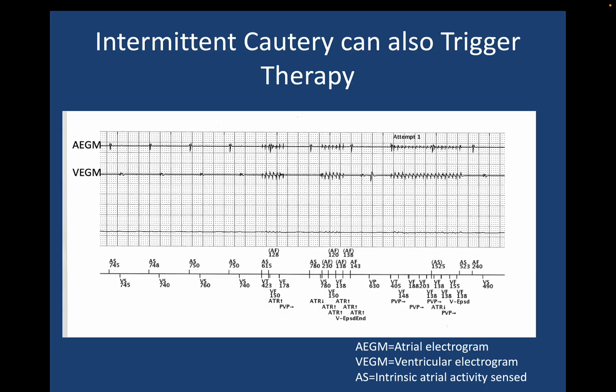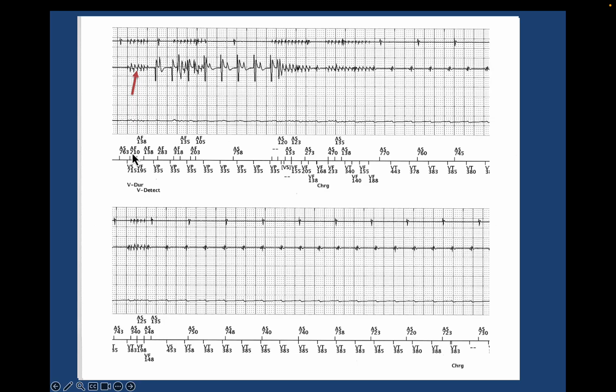Now, intermittent cautery can also trigger therapy, and you can see in this case the atrial electrogram, the ventricular electrogram, sinus rhythm here, and then 3 bursts of cautery, and each burst is associated with some VF intervals down here. And then the next page, you see one more burst of cautery, and at this point, the device says, okay, we have detected ventricular fibrillation. We had enough VF intervals, and so now the device thinks that there's a bad rhythm going on.